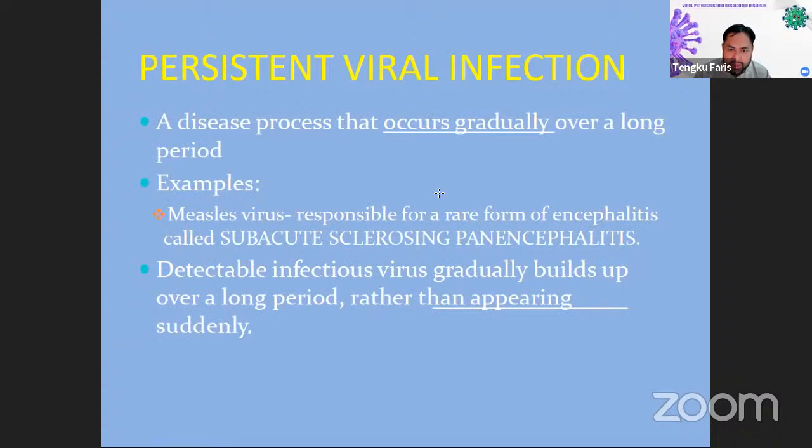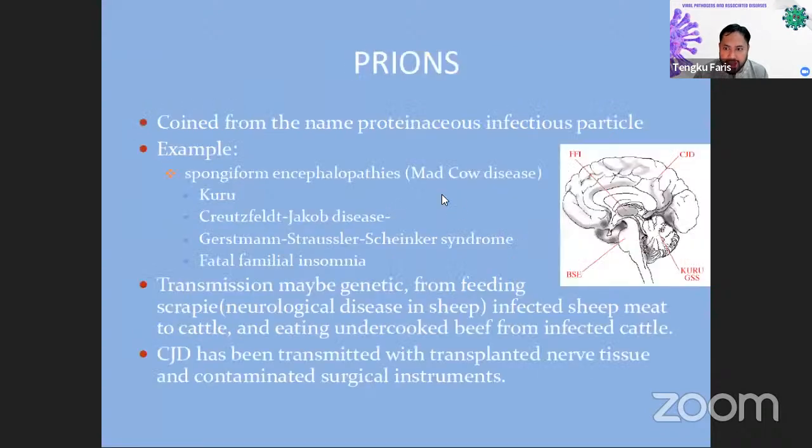Just now was the latent. This one is the persistent. A persistent infection is one that occurs gradually over a long period of time. You have these symptoms or processes occurring quite chronically. Measles virus, for example, causes encephalitis, like subacute sclerosing panencephalitis. This is an example. If I ask you to give me an example of latent and persistent viral infection, you give me these answers.